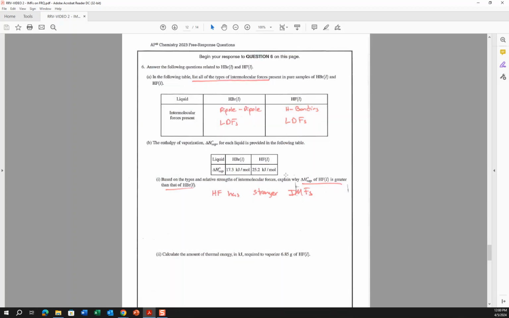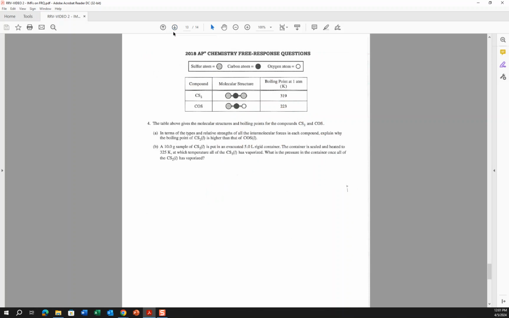And again, this is talking about why the molar heat of vaporization for HF is higher than the molar heat of vaporization for HBr. And the reason is HF has stronger IMFs. And then you would want to explain that the hydrogen bonding and London dispersion forces in HF are stronger than the dipole-dipole interactions and the London dispersion in HBr. Okay, but that doesn't always mean that the thing that has hydrogen bonding or the thing that has dipole-dipole interactions is stronger than the thing with only London dispersion.